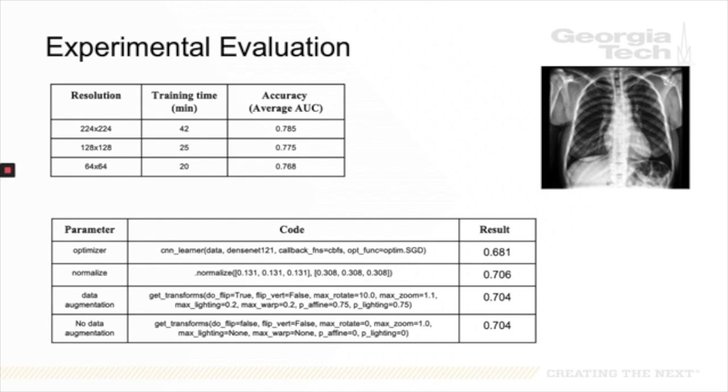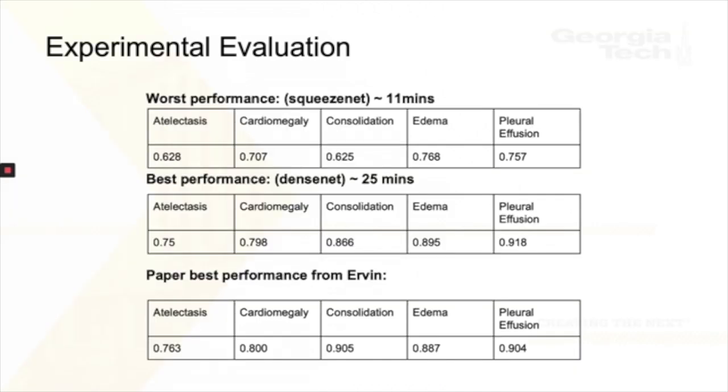Then we also tried different optimizers, normalizing parameters, and using data augmentation or not. As you can see, those experiments do not show significant improvements in our results. Actually, it's making it worse. So finally, we have decided that our model would be using the highest resolution, epoch 1, DenseNet, and the other parameters are not taken. Here is the evaluation through our whole project.